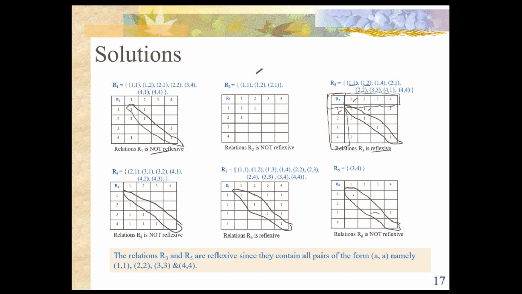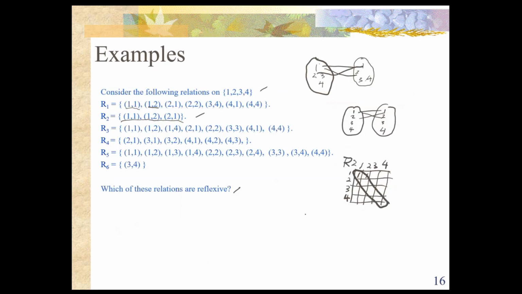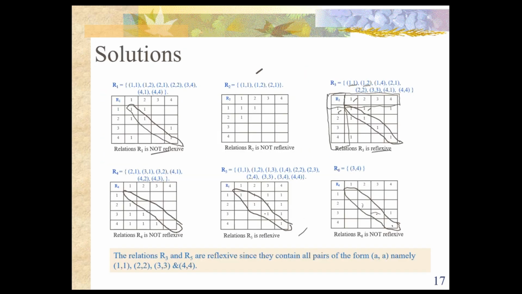The diagonal cells are actually represented by ordered pairs, which are easily recognizable. For example, this is cell 1,1, cell 2,2, cell 3,3, cell 4,4. Now, in the case of R5, it is reflexive. So how do I tell without drawing the relation matrix for R5? Let's look at R5.